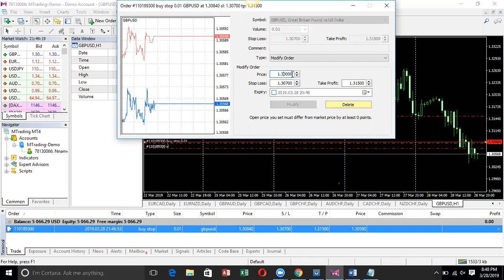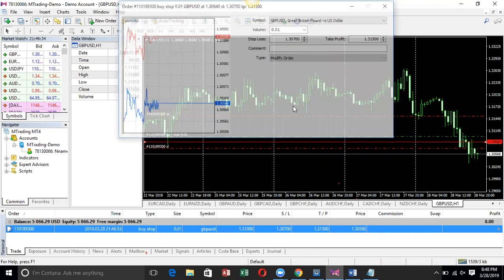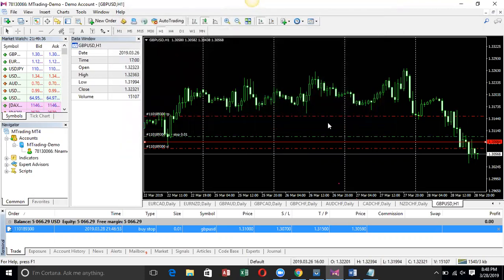If it is your take profit that you want to modify, you're free. If it is your stop loss or the at price itself, you are free. After modifying it, you click on modify, which will highlight, and all your changes will be effected. Remember how we got here? That is when we are buying above the current market, we use buy stop.